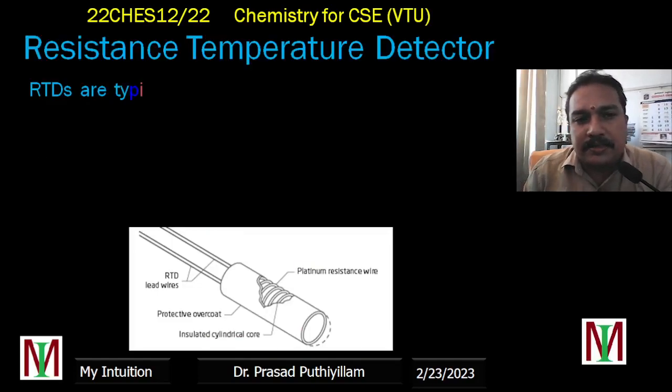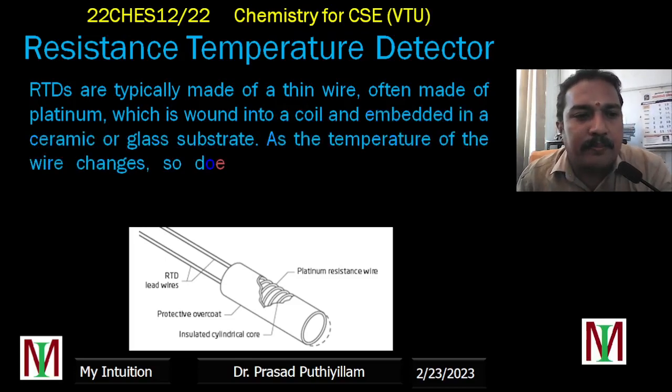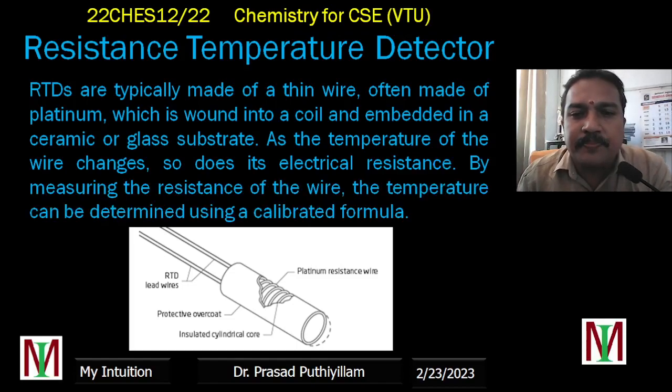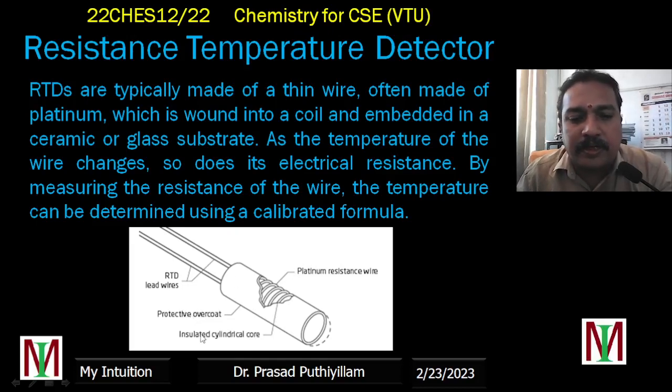Next one is the RTD, resistance temperature detector. They are typically made up of thin wire, often platinum, which is wound into a coil and embedded in a ceramic or glass substrate. As the temperature of the wire changes, so does its electrical resistance. By measuring the resistance of the wire, the temperature can be determined using a calibrated formula. This is the simple schematic representation of an RTD. It consists of two lead wires and a platinum wire coiled on a substrate.